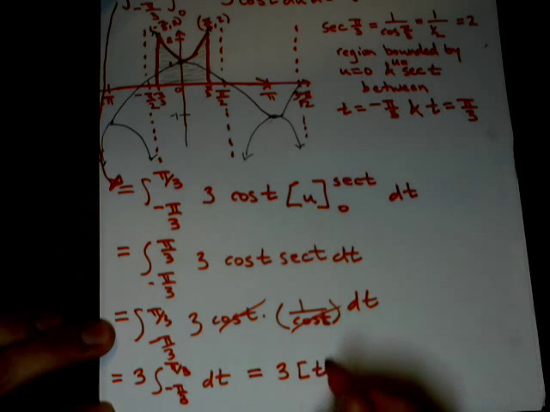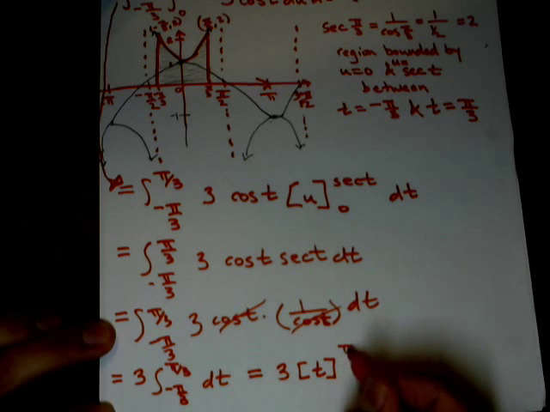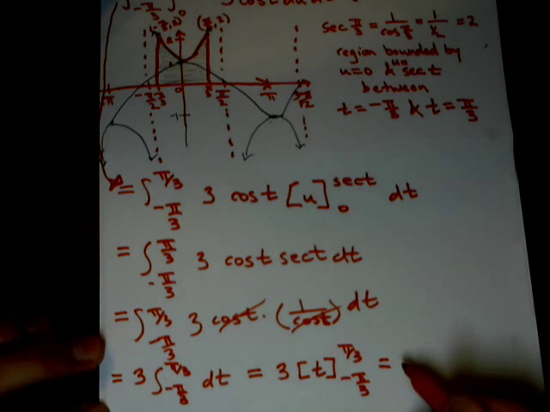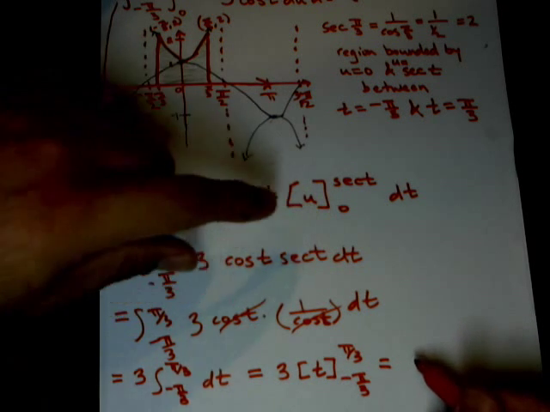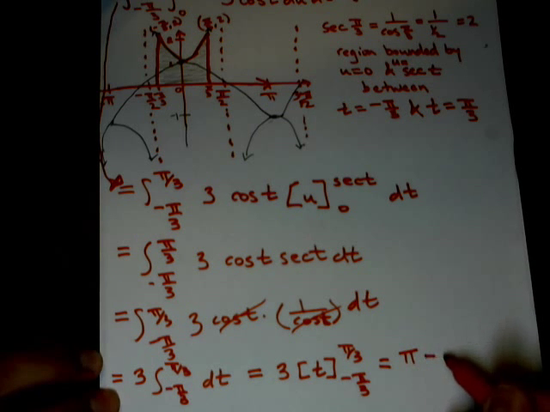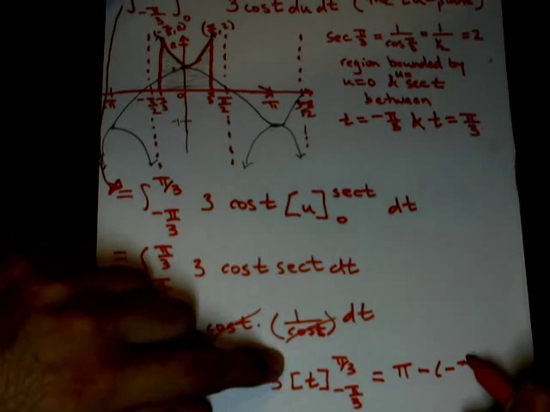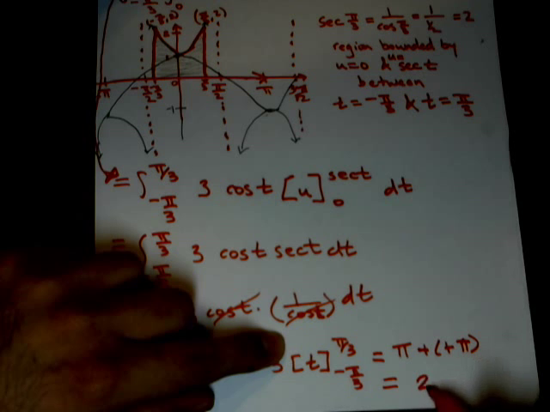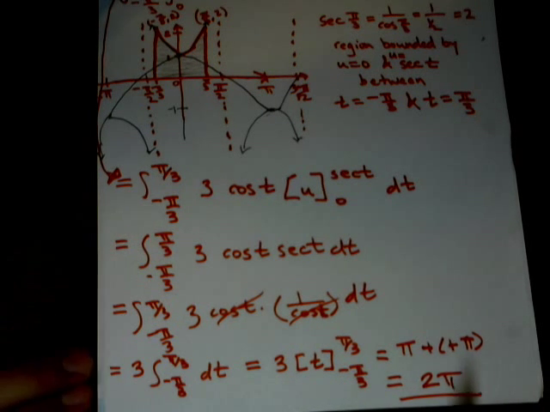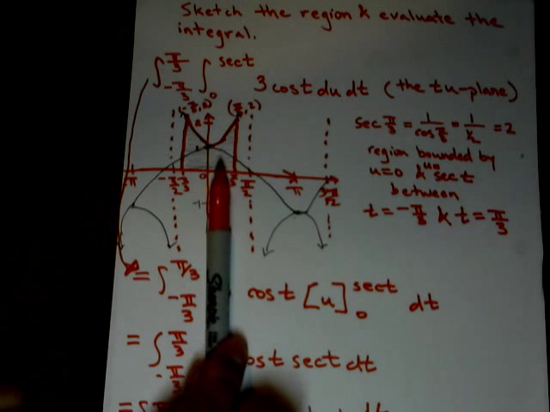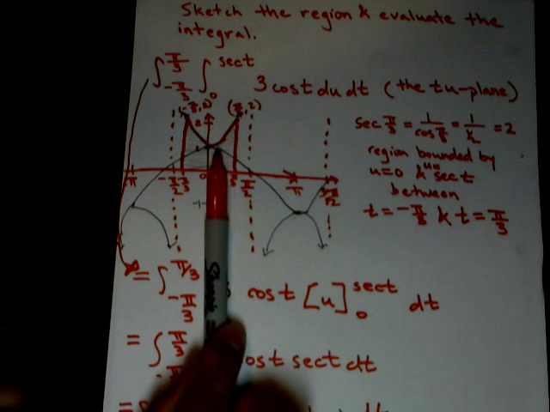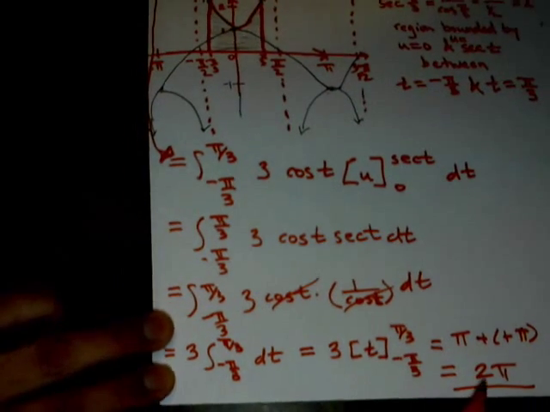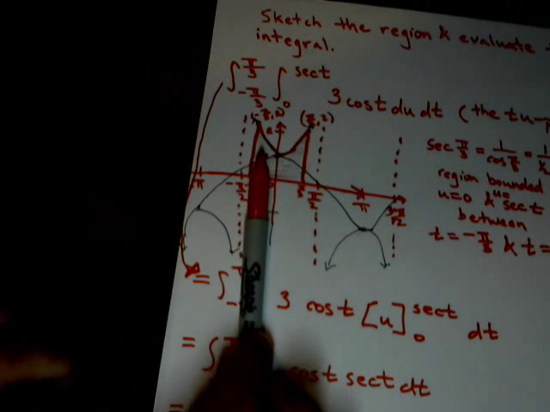and this is going to equal 3 times t evaluated at pi over 3 and minus pi over 3, and that is going to equal pi minus minus pi. So these two minuses are going to give us a positive, so we're going to get 2 pi. So this little area under this region bounded by these curves is 2 pi, and here's a quick sketch of what we're integrating right here.